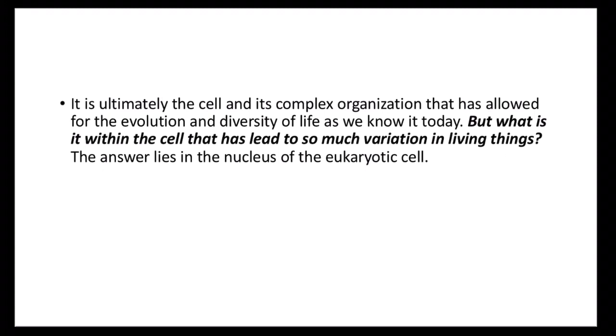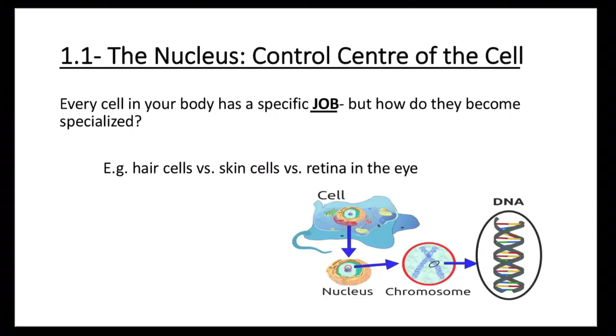What is it within the cell that has led to so much variation in living things? The answer lies in the nucleus of a eukaryotic cell. So notice here we're focusing on the eukaryotic cell. Remember that a prokaryotic cell, so this is back to Science 8, does not have a nucleus. Section 1.1, so this matches your textbook, is on the nucleus, which is the control center of the cell.